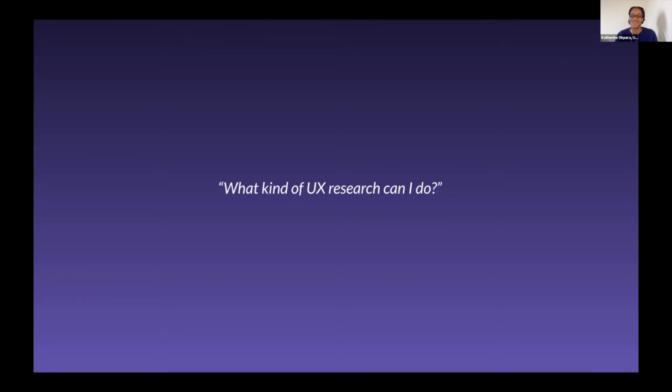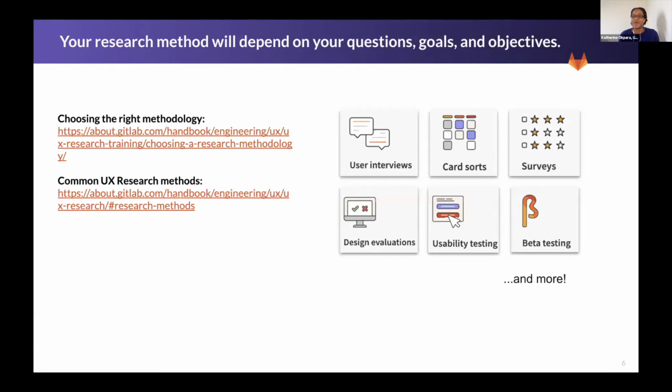So what kind of UX research can I do? As part of the problem validation and solution validation aspects of our product development flow, we tend to focus more on user interviews, usability testing, and surveys. I just wanted to give a shout out to some other things you might consider as well, and the training article about choosing the right methodology. Your research method will depend on your questions, goals, and objectives, because you're trying to figure out the way that you need to present information to your participant in order to get the data that you need back from them.